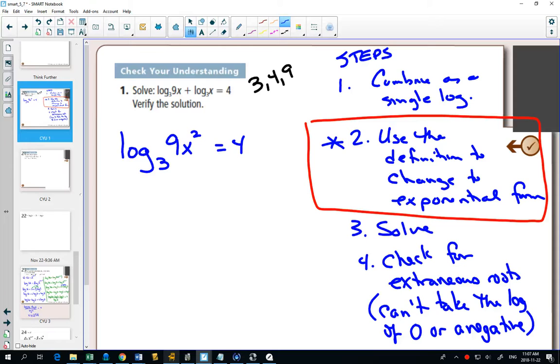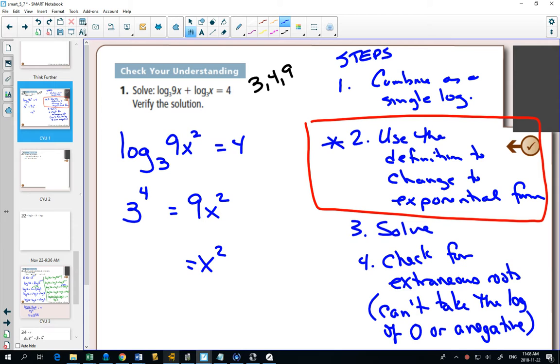Now we have to use the definition of a logarithm. In this logarithm, the base is 3. The exponent is 4. And the answer is 9x squared. So we changed it from log form to exponential form. And then you look at that and say, hey, I can solve that. That's just an x squared equation. I'll get the x squared by itself, divide both sides by 9.